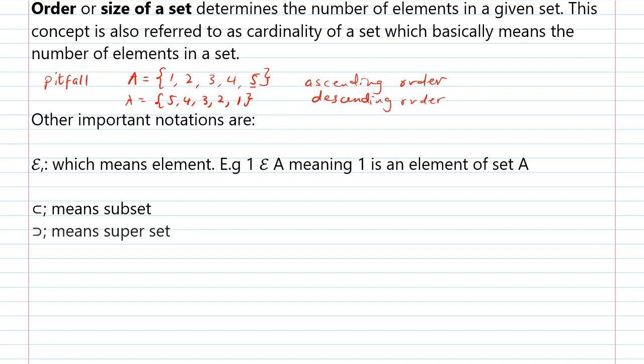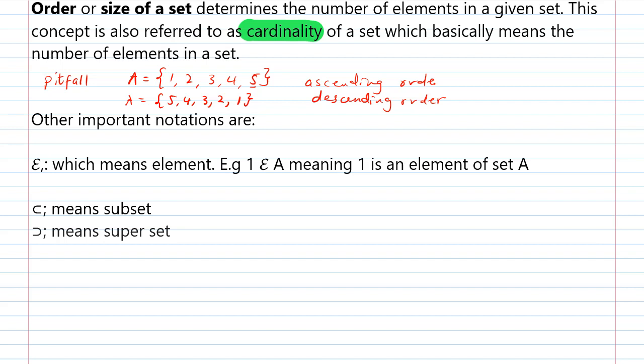So this concept of arranging the numbers, whether in ascending order or descending order or in whichever random order, is not the same as what we call the order or size of a set. The order or size of a set, otherwise known as the cardinality of a set, which I've highlighted here, means the number of elements in a given set. So this is very important.